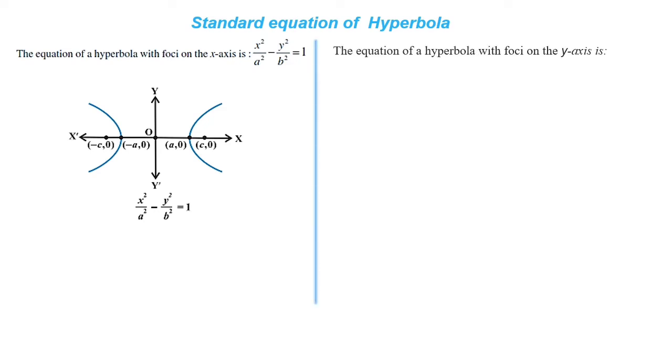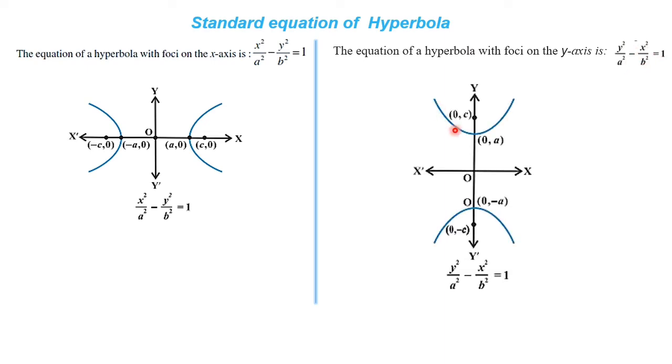The second case is the equation of the hyperbola with the foci on the y-axis. Y-axis means the equation starts with y square by a square minus x square by b square equal to 1. We have to be careful how we write the equation. Here the foci is on the y-axis, so the equation starts with y square: y square by a square minus x square by b square equal to 1. So the figure comes this way.